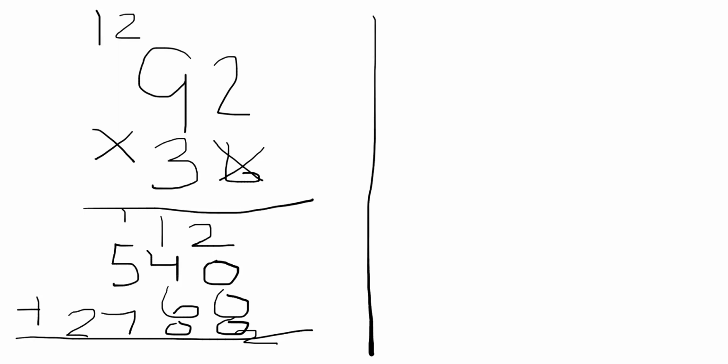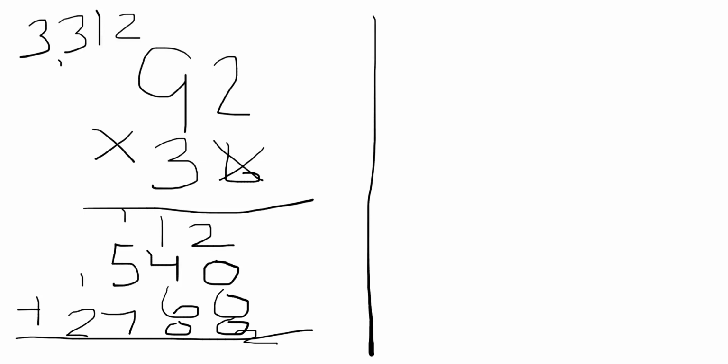6 plus 7, 13. So let's see, I'm still running out of space here. So 6 plus 7 is 13. So I'm going to write my 3, and I'm going to regroup my 1. 1 plus 2 equals 3.